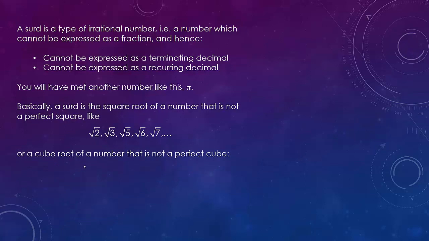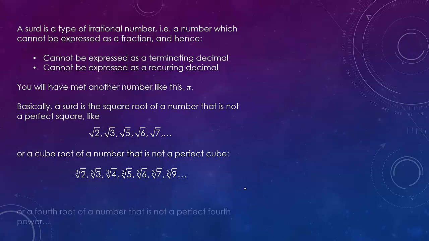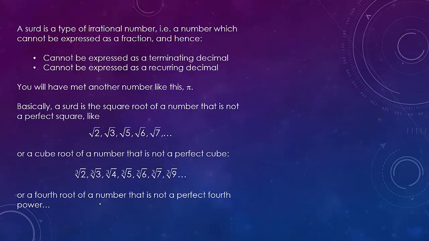It can also be a cube root of a number that's not a perfect cube. Now the cube numbers are things like 1, 8, 3 cubed, 3 times 3 times 3 is 27 and so on. So things like the cube root of 2, cube root of 3 and so on. These are surds. It can also be the fourth root of a number that's not a perfect fourth power and so on. However, in most courses the treatment of surds is restricted to square roots.